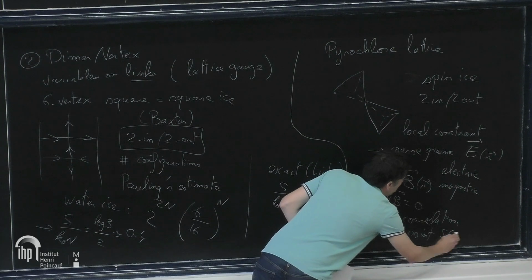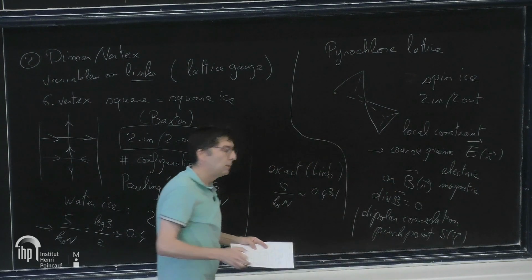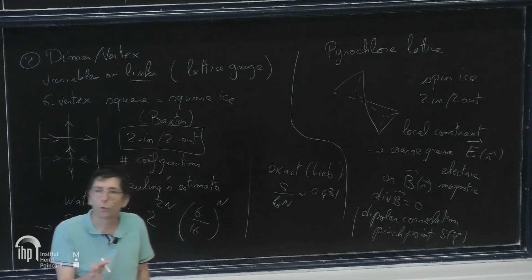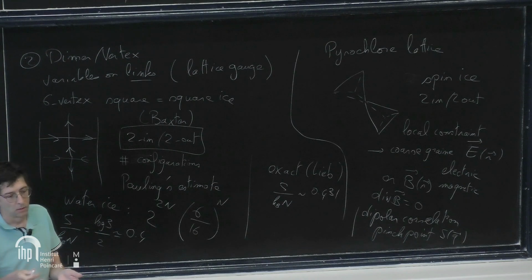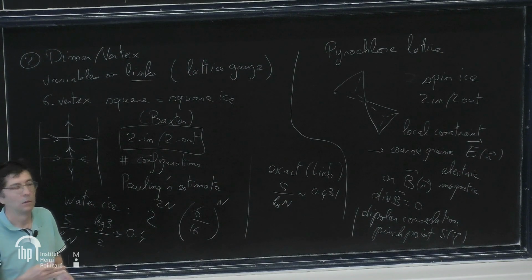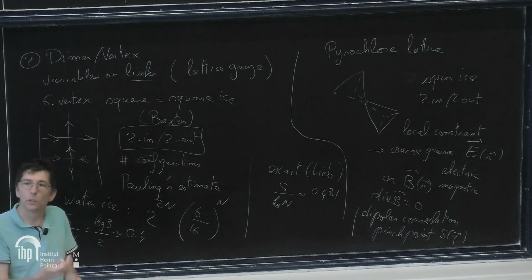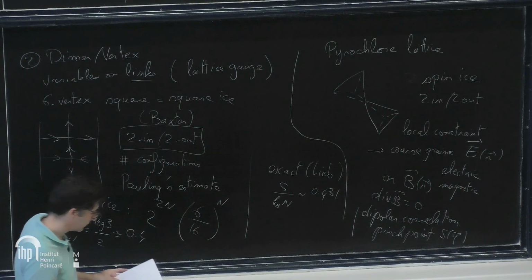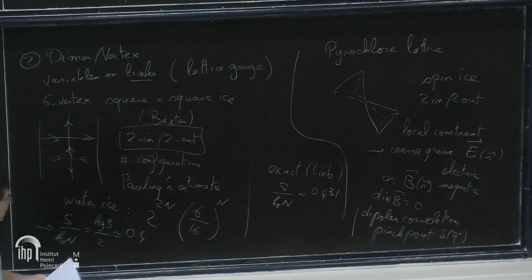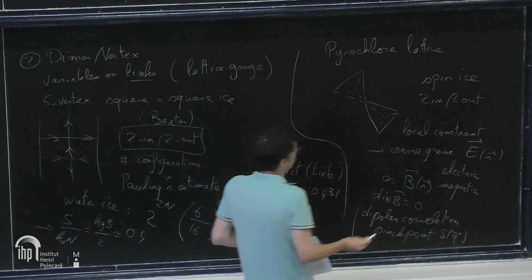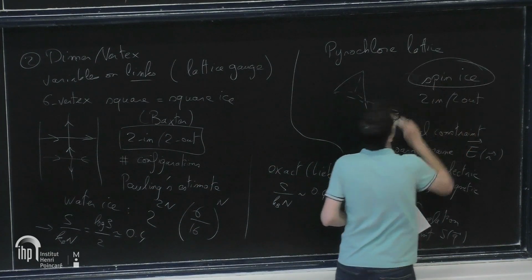So equivalent to dipolar correlations are so-called pinch points in the structure factor. It means that because of the dipolar nature of the correlation, it has very anisotropic behavior also in Fourier space. If you go along some direction or perpendicular to it, you have very different response. And this was measured, and yes, so this is the famous spin ice story.